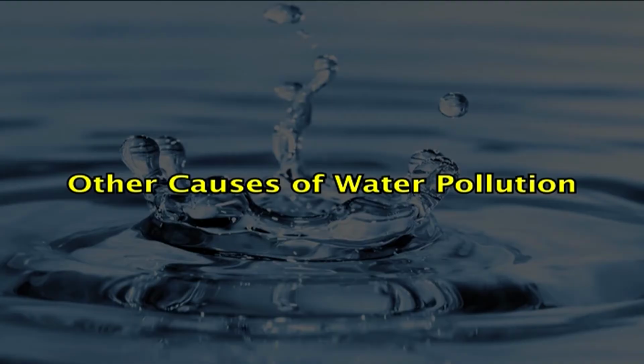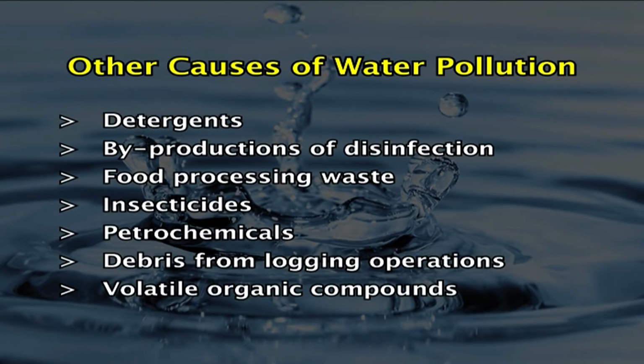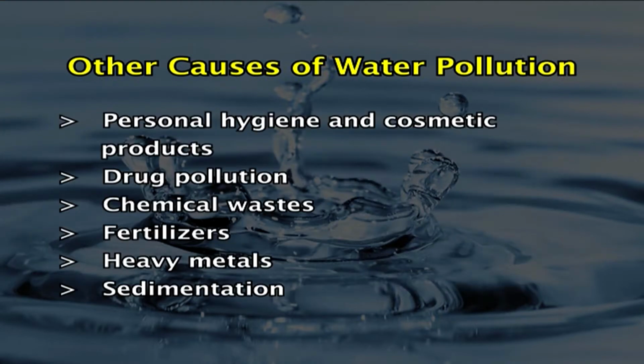Other causes of water pollution are detergents, byproducts of disinfection, food processing waste, insecticides, petrochemicals, debris from logging operations, volatile organic compounds, personal hygiene and cosmetic products, drug pollution, chemical waste, fertilizers, heavy metals, and sedimentation. Here it becomes due for you to have a brief idea about the effects of water pollution. Water pollution extensively affects health in humans and aquatic ecosystems.